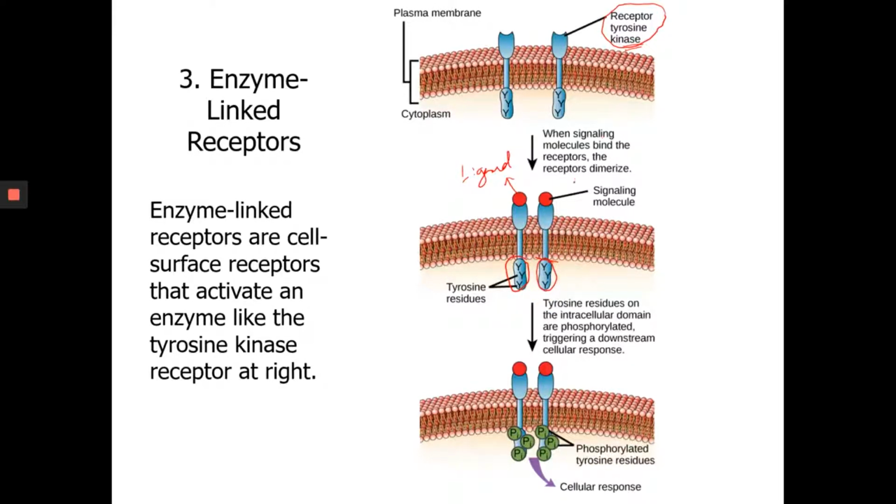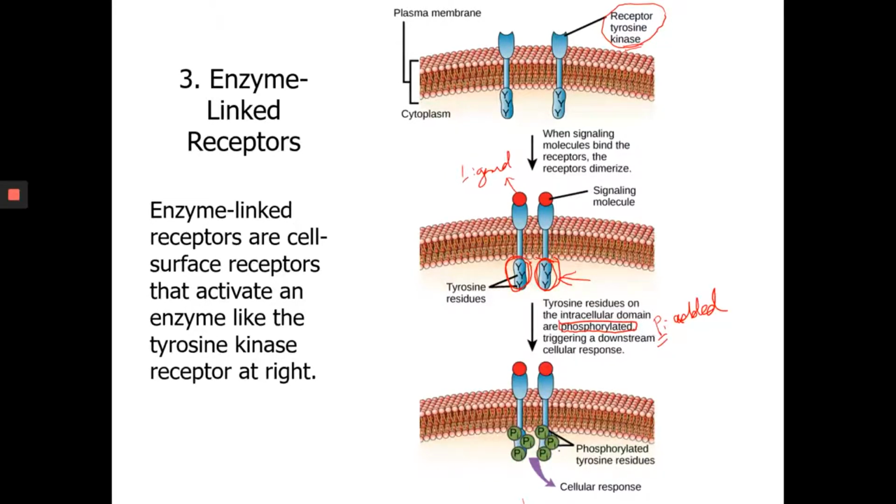When the binding takes place, the receptors are going to dimerize, and they are going to activate the enzyme portion, this portion right here. So the enzymes will be phosphorylated over here. Phosphorylated meaning a phosphate group is added to the receptor, to the enzyme. So the enzyme is activated once the phosphate group is added.